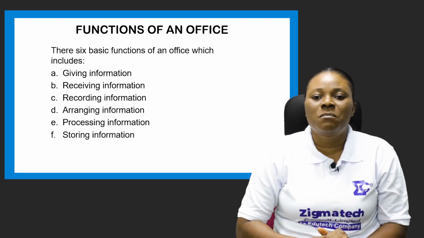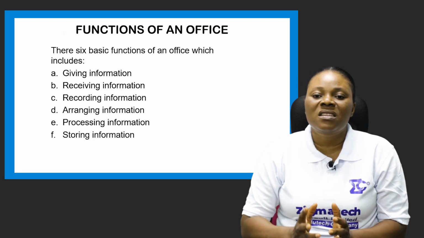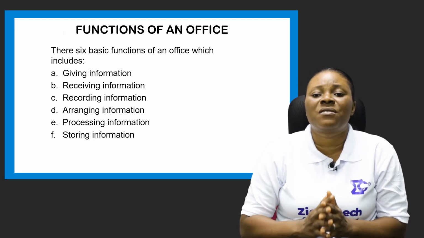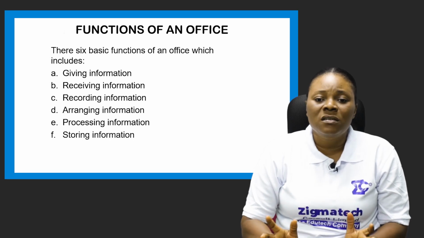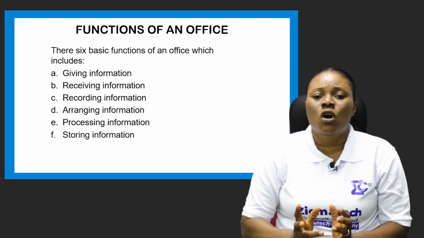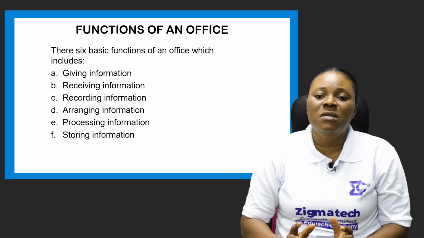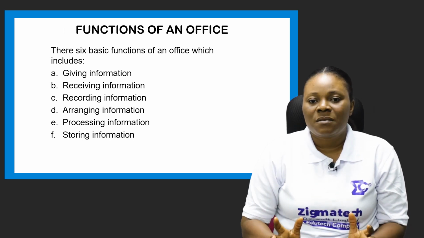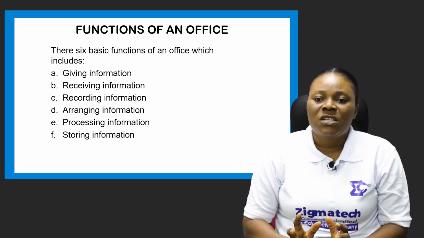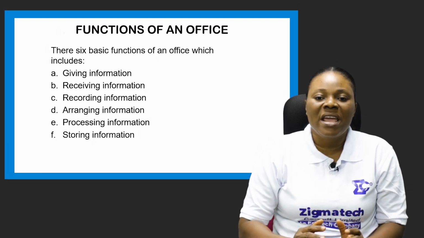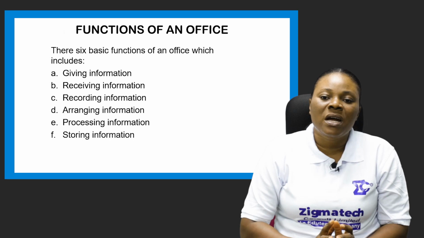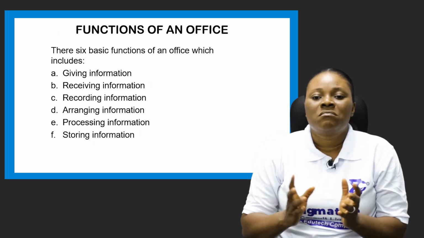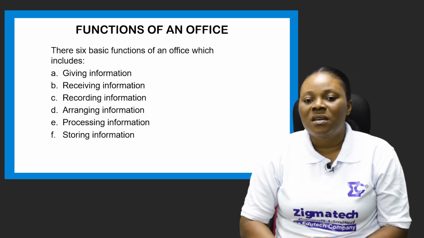So they record information, then they also arrange this information. There are different ways of arranging information. You can arrange information in files, you can arrange information in your computer, you can arrange information in cabinets. So information is also arranged either alphabetically, numerically, as the case may be.